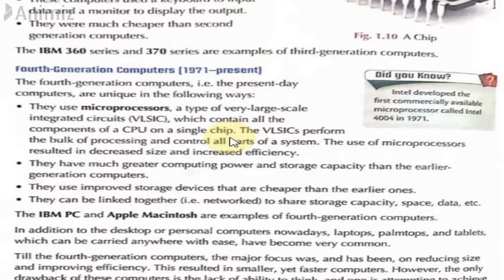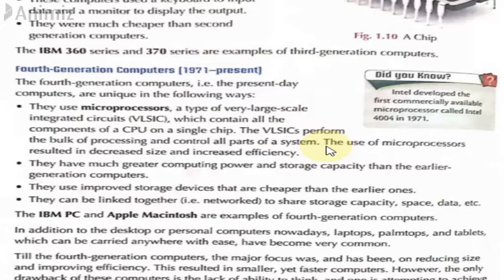The microprocessor is present in almost every computer nowadays. All the components of a central processing unit are fitted into a single chip called a microprocessor. The very large scale integrated circuits perform the bulk of processing and control parts of the system. So basically the microprocessor is the brain of the computer. It processes everything that goes on inside the computer.